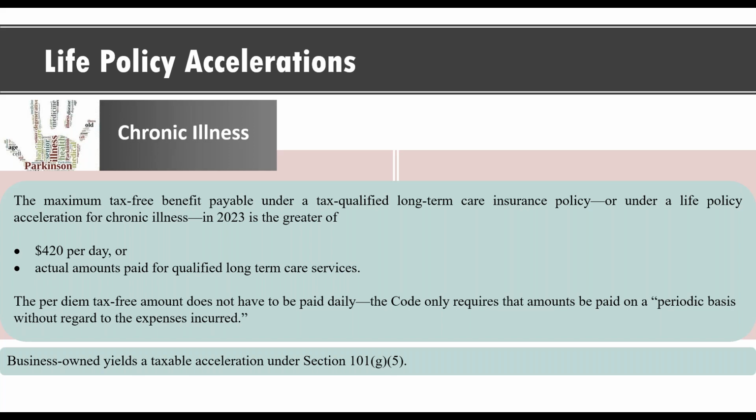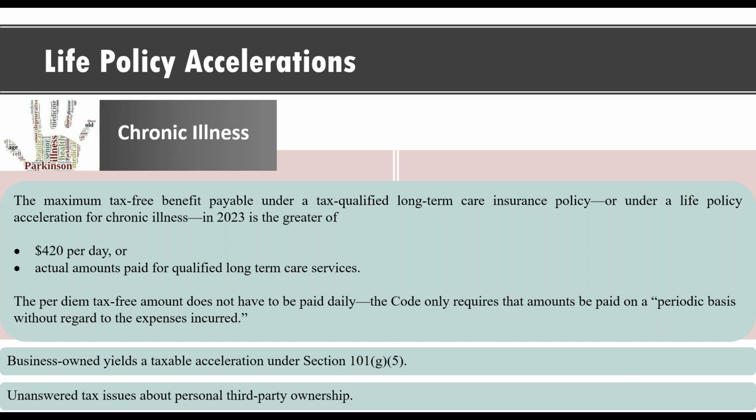We've certainly heard of situations where clients are trying to use business-owned life insurance with chronic illness acceleration features as part of their buy-sell funding, making a buy-sell trigger in the buy-sell agreement for chronic illness. And so the parties need to be aware that if that kind of situation is structured as an entity purchase with business-owned life insurance, the benefit paid to the business for chronic illness acceleration will be taxable, and so the parties need to think about that.